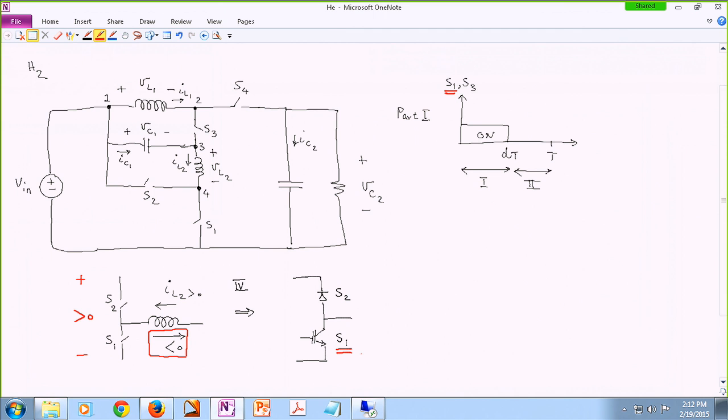Could I just relabel it to S2 and S4, and I don't need to complement like 1 minus D or something like that? I just say that it's S2 and S4. You could say S2 and S4.